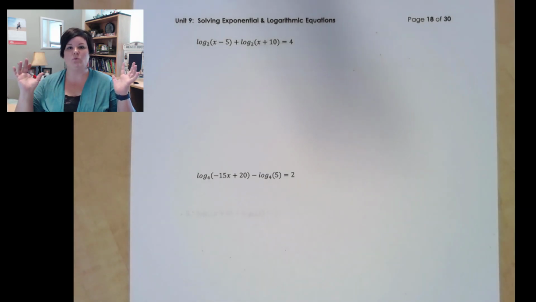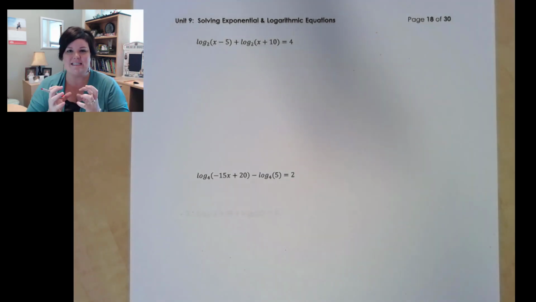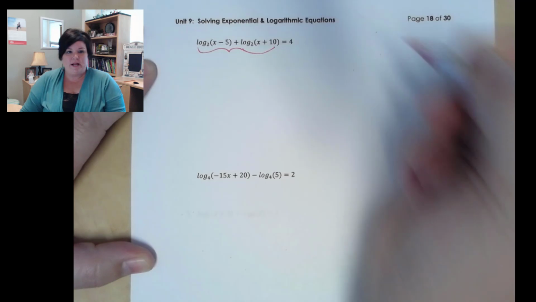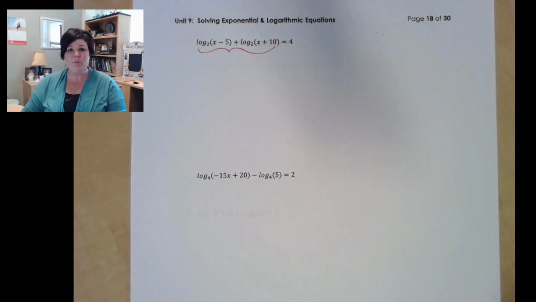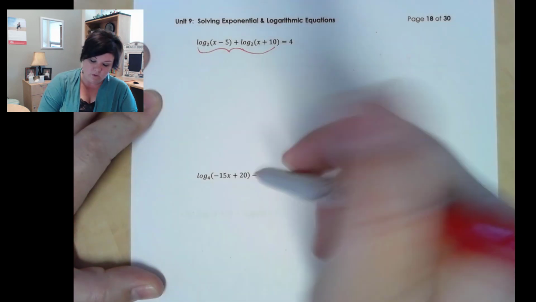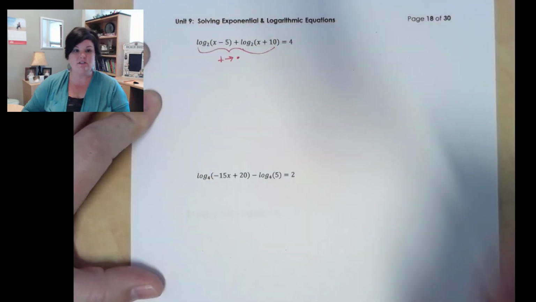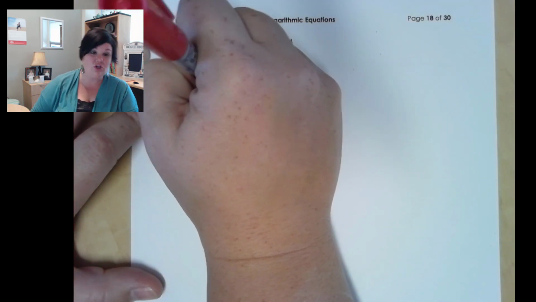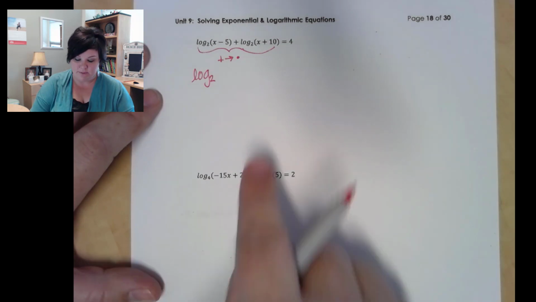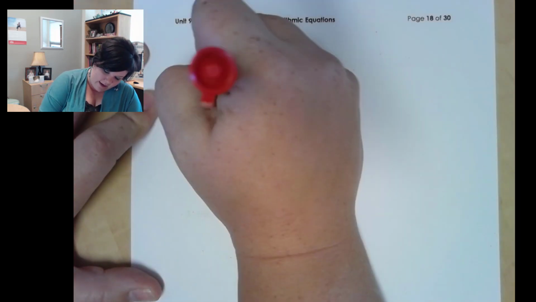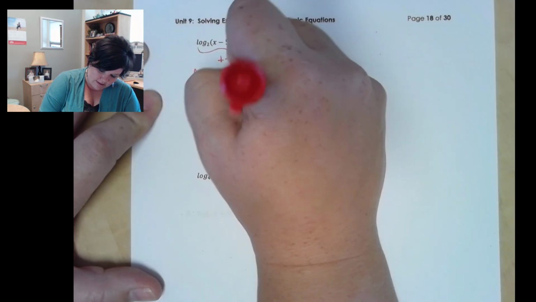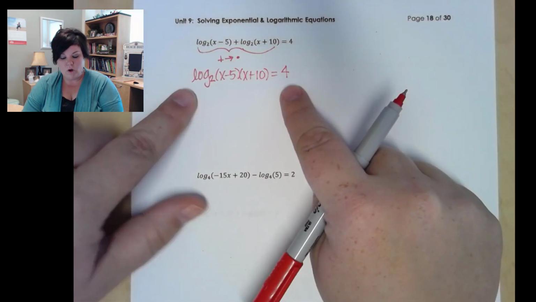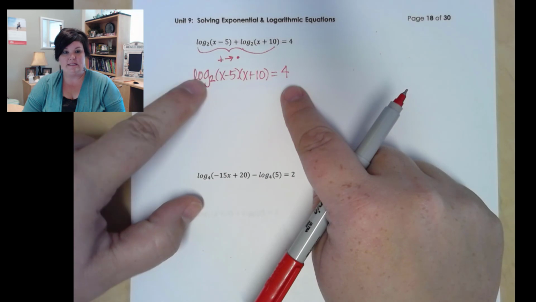So I want to try to write this as one log term, which means I need to condense it into one term. To condense it, all I have to do is look at that operation. My operation here is addition. We know that addition condenses into multiplication. So I can rewrite this as one log base 2 logarithm by multiplying the inside values. So I have x minus 5 times x plus 10 equals 4.